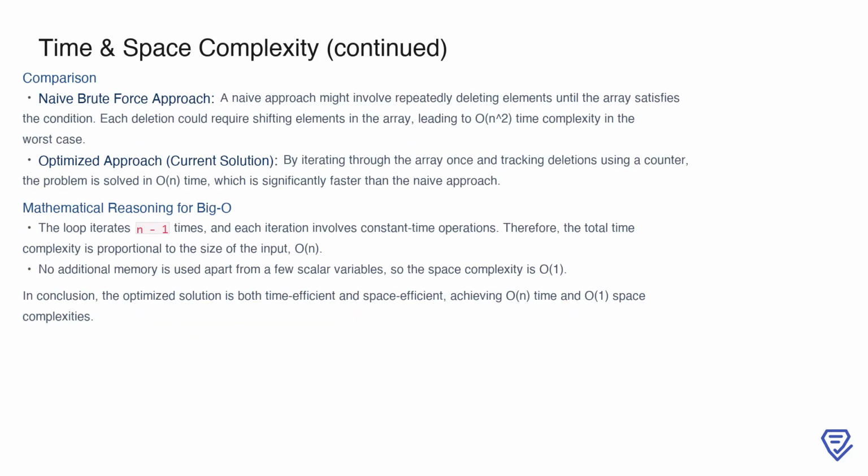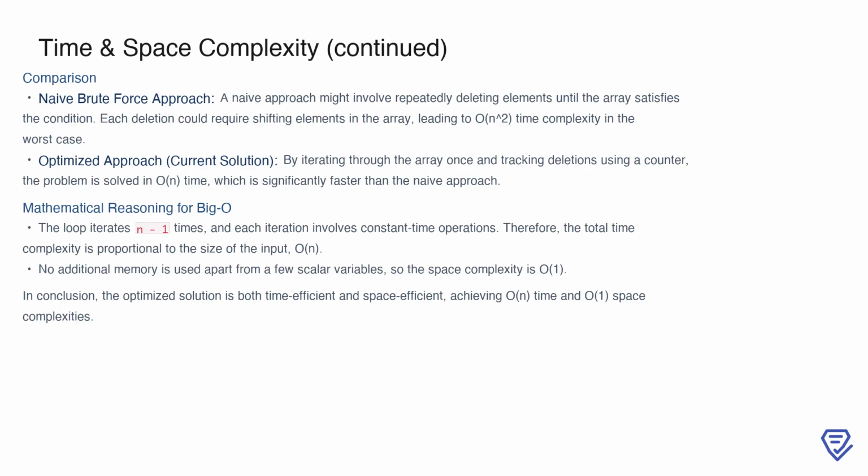When comparing this optimized approach to a more naive solution, the advantages become clear. A brute force method might involve repeatedly deleting elements until the array meets the conditions for being beautiful. However, each deletion in such an approach could require shifting elements in the array, leading to a time complexity of O(n squared) in the worst case. In contrast, the optimized solution solves the problem by iterating through the array just once while using a counter to track deletions.